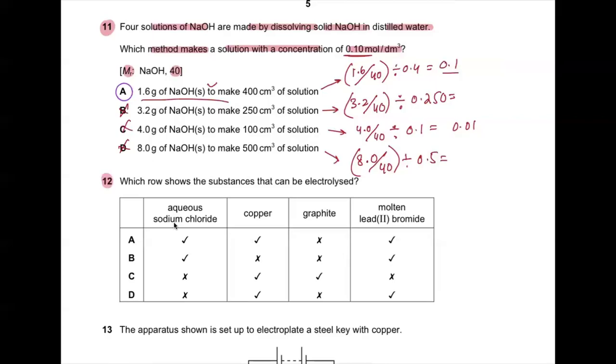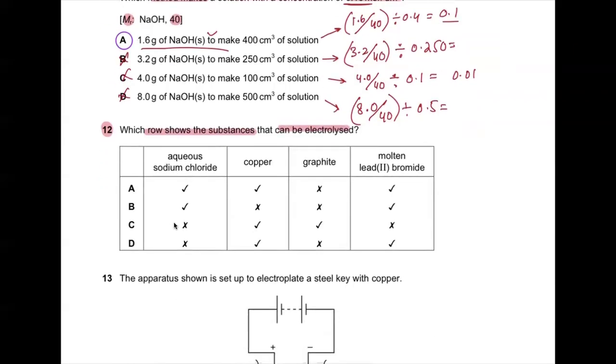Now, MCQ number 12. Which row shows the substance that can be electrolyzed? So we have to look for all the substances which can electrolyze. Yeah, aqueous sodium chloride does electrolyze, so that's why C and D go wrong. Copper doesn't electrolyze, right? So this seems correct. A goes wrong, so it means we are left with only option B. So B is the correct answer.